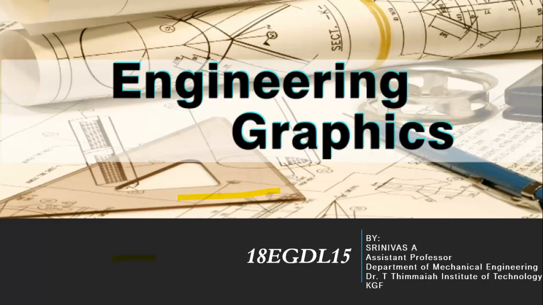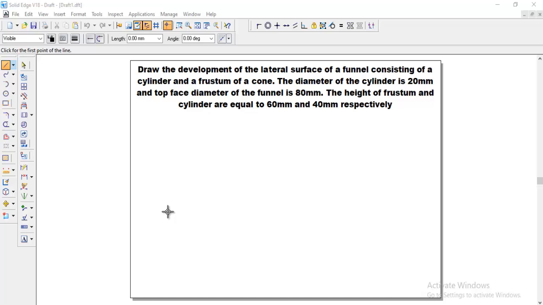Welcome back to Engineering Graphics class. In this session, we're going to discuss how to solve the development of lateral surface problems using Solid Edge V18 software. Let me go to the question. The question is given like this. Draw the development of a lateral surface of a funnel consisting of a cylinder and a frustum of a cone.